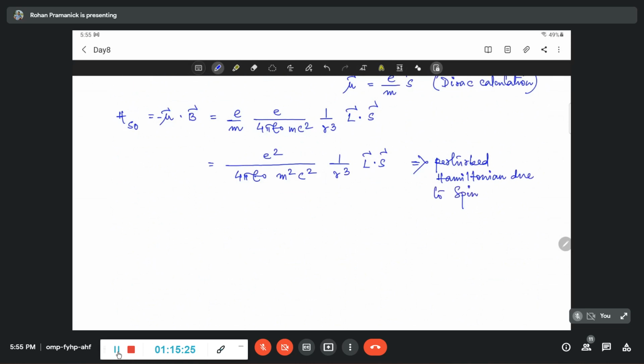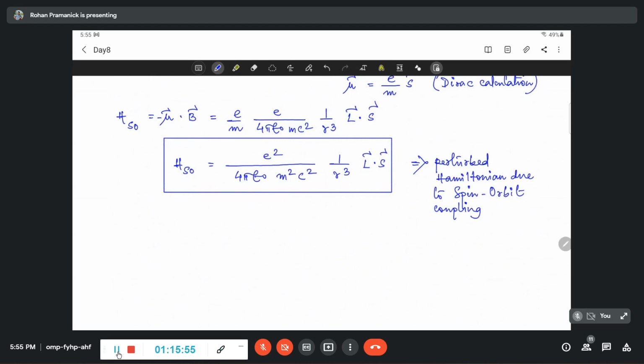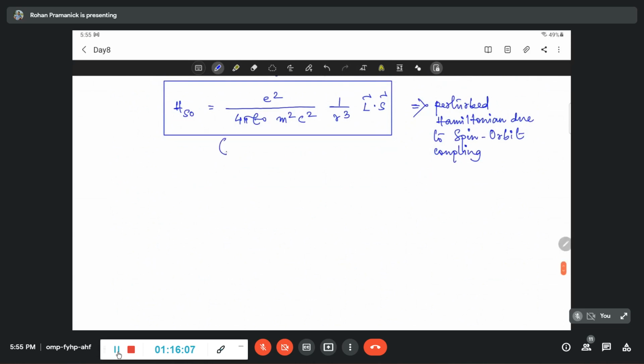You can see that orbital angular momentum is L and spin angular momentum is S, and these get coupled as they have a dot product. Previously there was no combination of L and S, but now it is combined and you have this expression. So this expression H_SO is this. Let's make a box over here. And we have to do the same case: we have to find the expectation value of this H_SO to find the first order energy correction. Okay, so I made a box over here, but there is something to say.